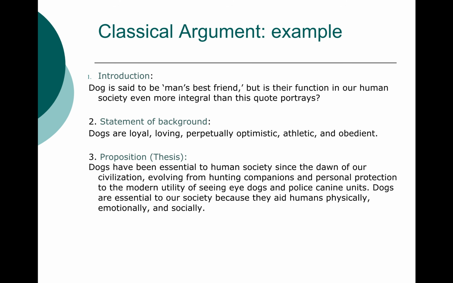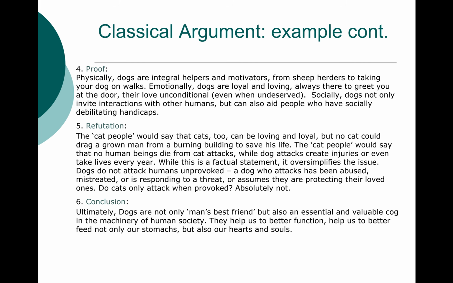Dog is said to be man's best friend, but is their function in our human society even more integral than this quote portrays? Then you give some background. Dogs are loyal, loving, perpetually optimistic, athletic, and obedient. And here's your thesis or your claim. Dogs have been essential to human society since the dawn of our civilization, evolving from hunting companions and personal protection to the modern utility of seeing eye dogs and police canine units. Dogs are essential to our society because they aid humans physically, emotionally, and socially.